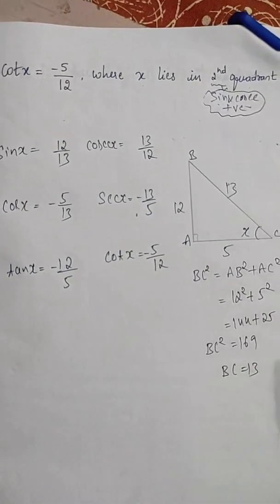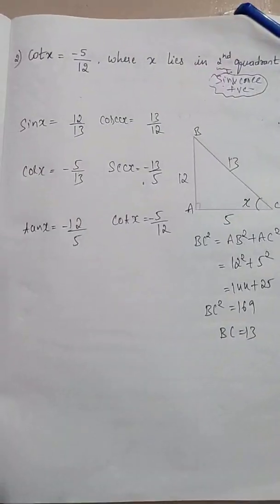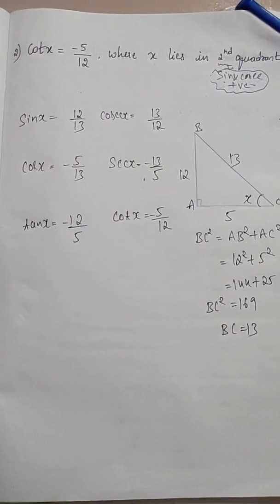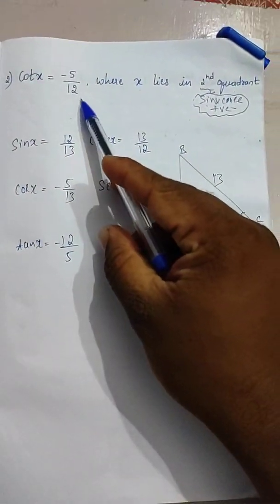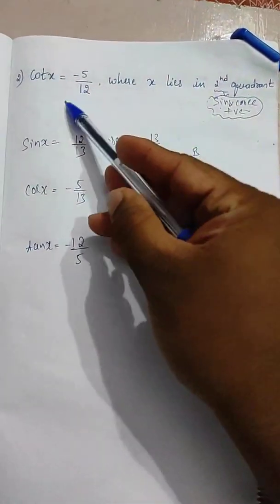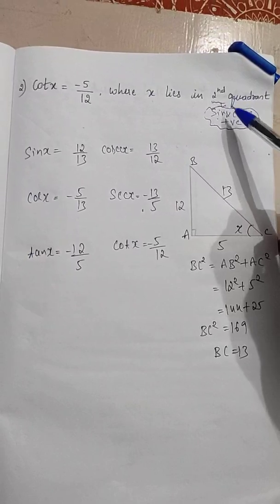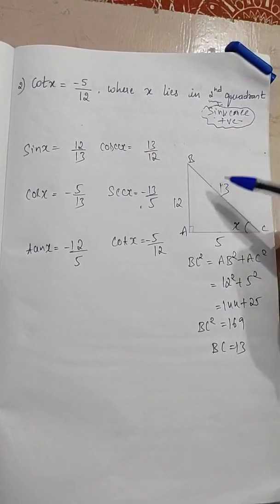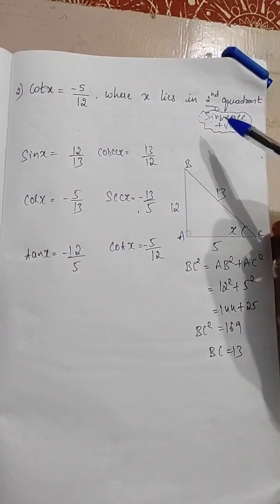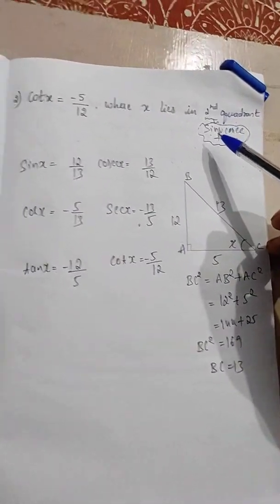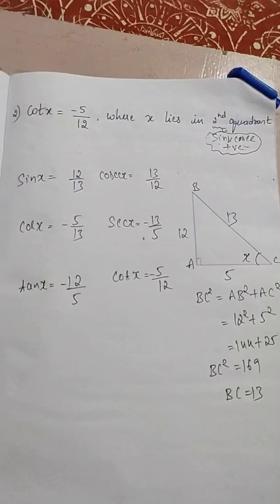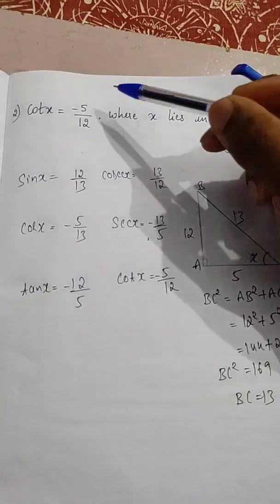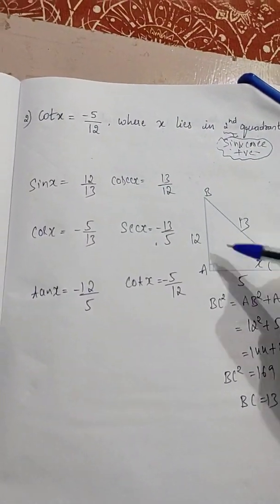Once again I am repeating, students. So here they given cot x is equal to -5/12. Since x lies in the second quadrant, it is negative. In the second quadrant sin and cosecant are positive. Whatever they give, you just take cot. The ratio of cot is adjacent by opposite.